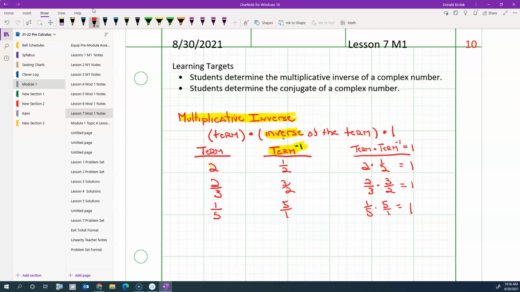I to the -1. Well, think about if we had i. So let's look at it over here. We want to change this. We want to multiply it by some number so that we end up with 1. Now, what power of i is equal to 1?